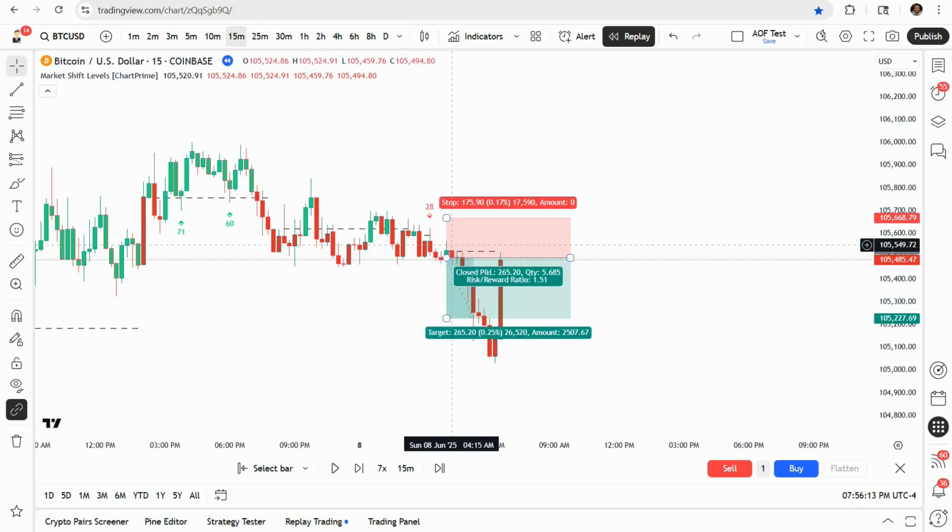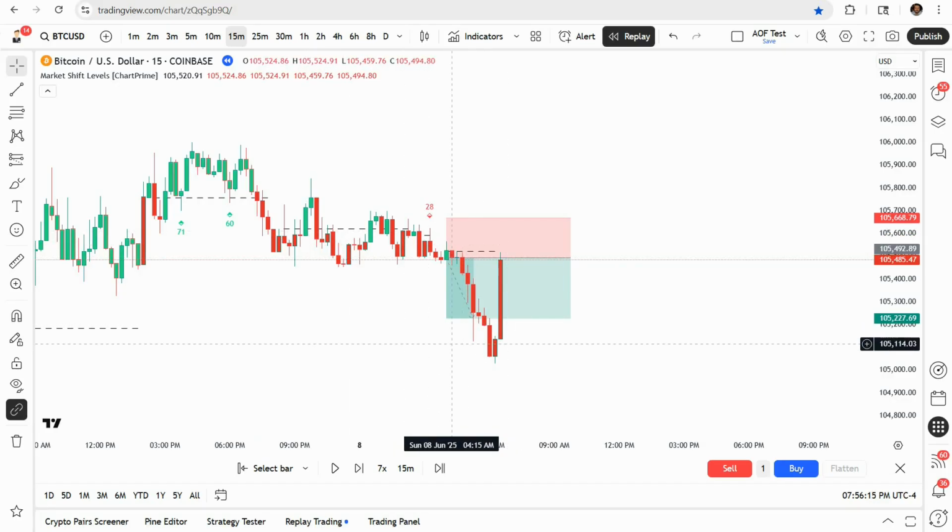And once again, you can see this really nice push to the downside, getting us to our take profit once again. Alright, so that puts us at the end of the testing right there.